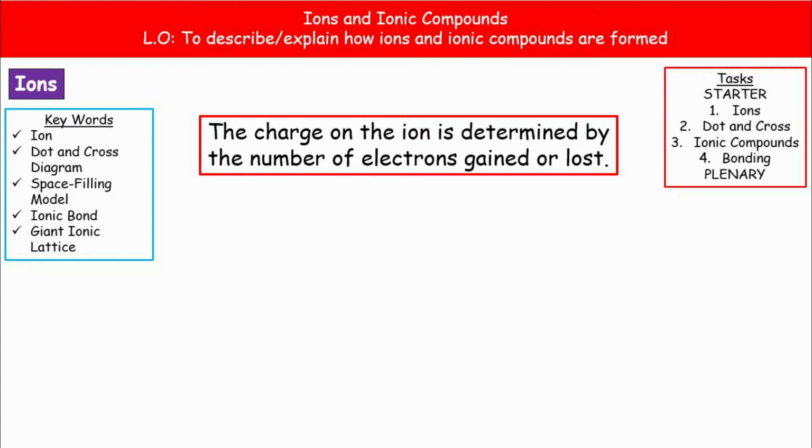So for an atom that's going to gain 2 electrons, then the ion of that atom would be a 2- charge. Whereas if it only loses 1 electron, then it will just have a single positive charge on that ion. So make sure you've got that sentence written down.